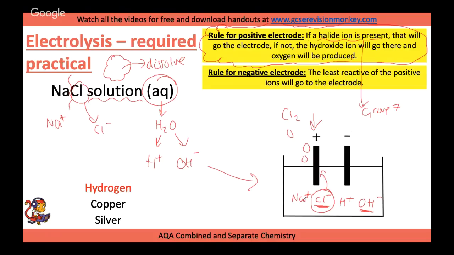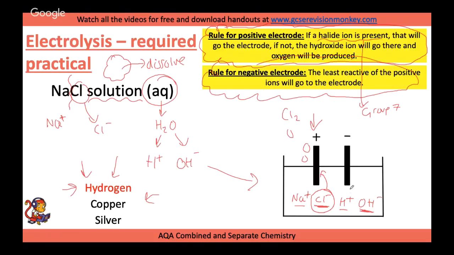At the negative electrode, we have two positives. And the rule here for the negative electrode is the least reactive of the positive ions will go to the electrode. Now, that is normally hydrogen, because hydrogen is very low down on the reactivity series. The only cases that you need to worry about really are copper and silver. If you have something that was copper chloride or silver chloride, then the copper is less reactive than hydrogen, and that will go there instead, and the same for silver.